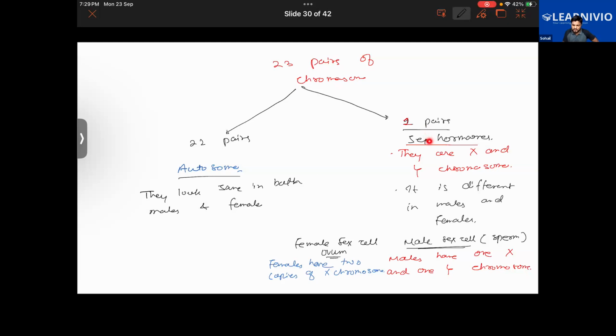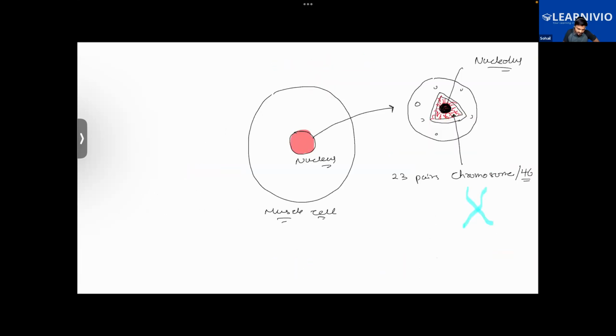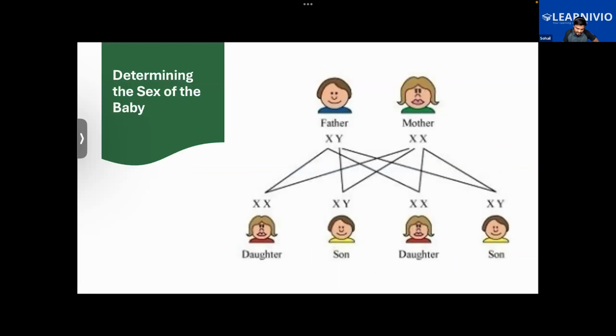When we look at the one pair, it is called the sex chromosomes, and they are X and Y chromosomes. It will be different in the male and female. How is it so? In the male, they will be having X and Y chromosomes, while in the mother, the chromosomes are both X. Getting it so far now?